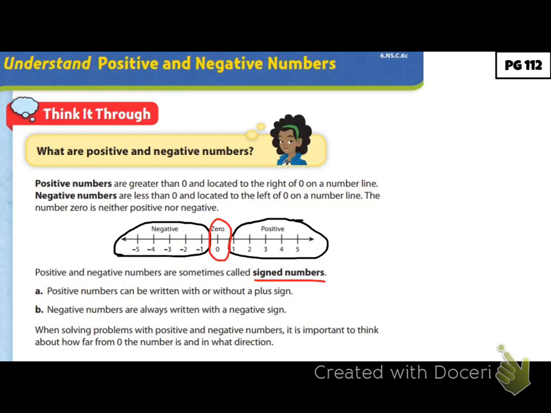When solving problems with positive and negative numbers, it's important to think about how far from 0 the number is and in what direction. We're going to be looking at that a lot over these next couple lessons, okay? Looking at how far away a number is from 0. That is a key thing when you are explaining positives and negatives.